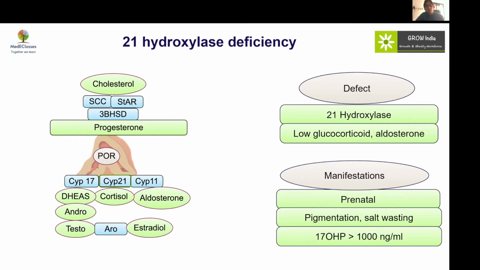17-OHP is the hallmark, and we should send 17-OHP whenever the patient presents with atypical genitalia or in salt wasting crisis. And 17-OHP is usually more than 1000 nanogram per ml. And if the 17-OHP is borderline, then we should suspect other deficiencies like 3-beta HSD or aromatase as well.